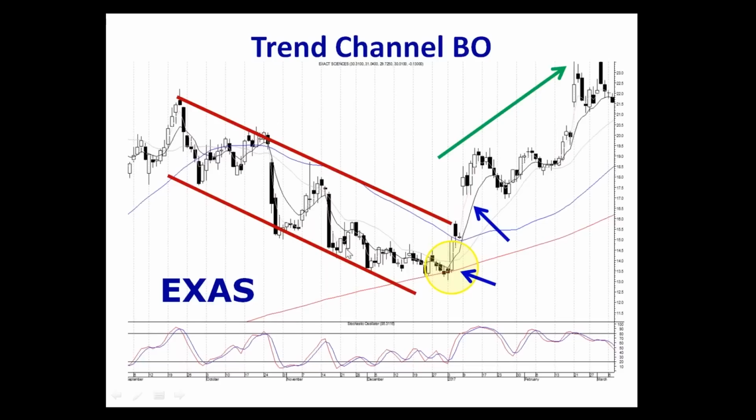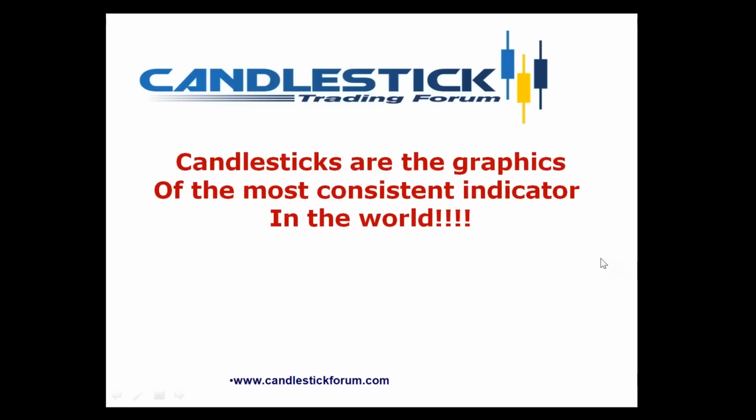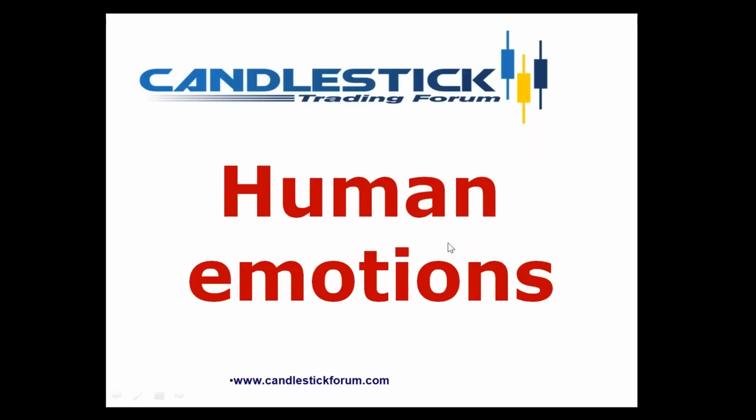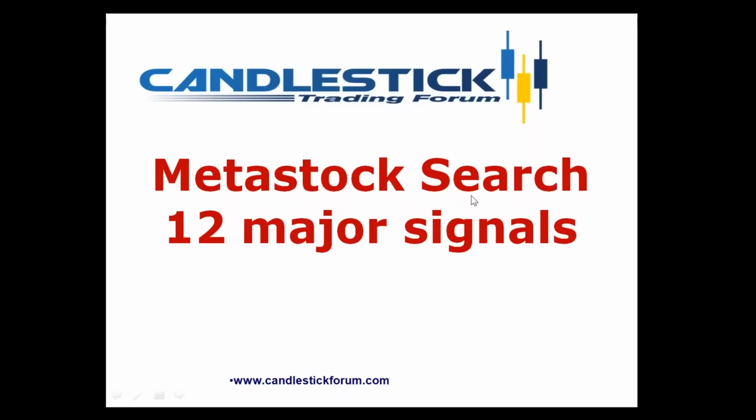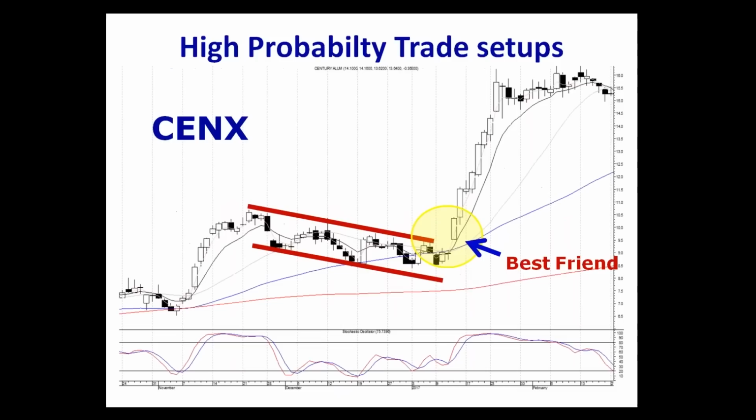Another one that we're in right now, EXAS, Doji gap up through the resistance level. So again, candlestick signals are based upon the most consistent indicator in the world, and that's human emotions. I always tell people prices do not move based upon fundamentals. Prices move based upon the perception of fundamentals. So with MetaStock Search capabilities, you can find the 12 major signals and how they're used effectively.